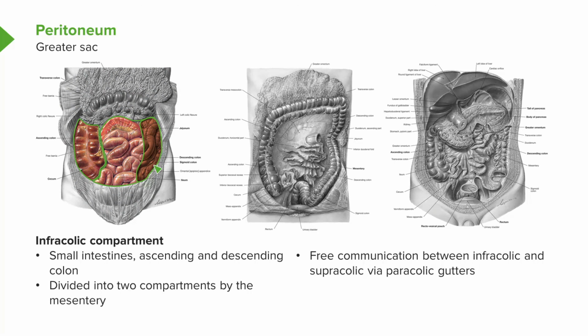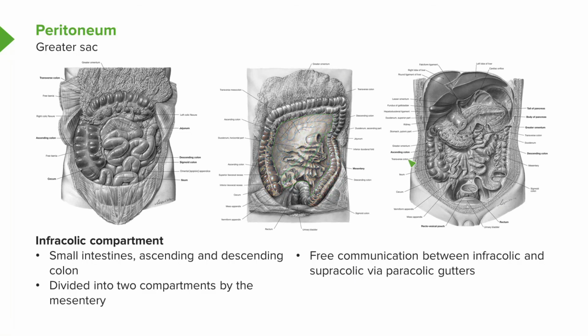If we look at the root of the mesentery, which is running in this kind of approximate direction, we can see that the infracolic compartment is actually divided into two. We can see we have a left one here and a right one here. And the two parts of the infracolic compartment both contain what are known as paracolic gutters. And these allow communication between the supra and the infracolic compartments. So we have these paracolic gutters that are positioned lateral to the ascending and descending colon.